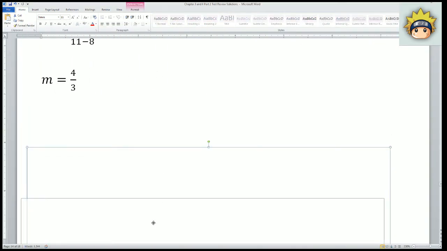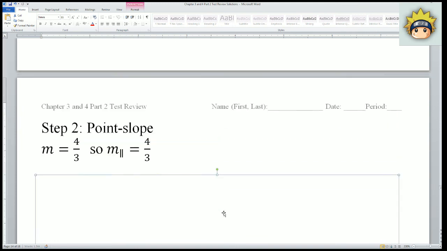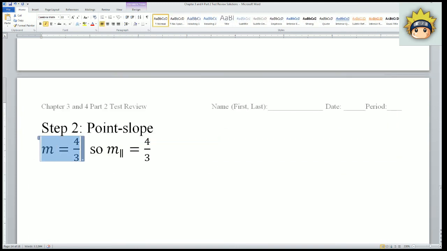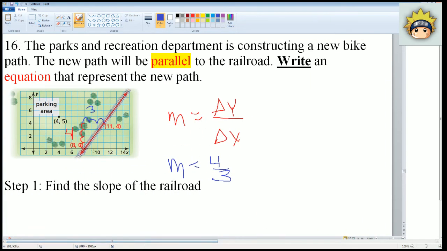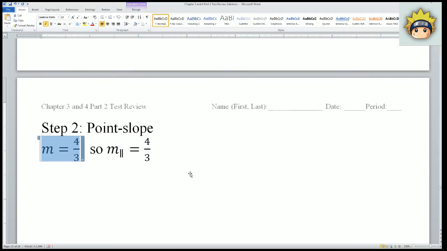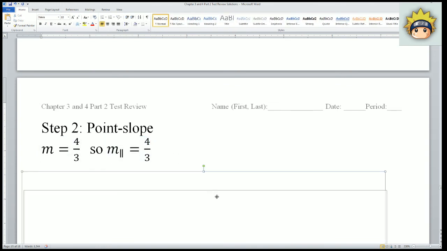Good, right? Now I have the slope, now I want to use point slope. Remember, the slope here is 4 over 3. Look at the railroad here. Do you see how the slope here is 4 over 3? So the new line is also going to have the same slope. It should have that same slope, because it's parallel. M parallel has to be 4 over 3 because that's the same slope, right?